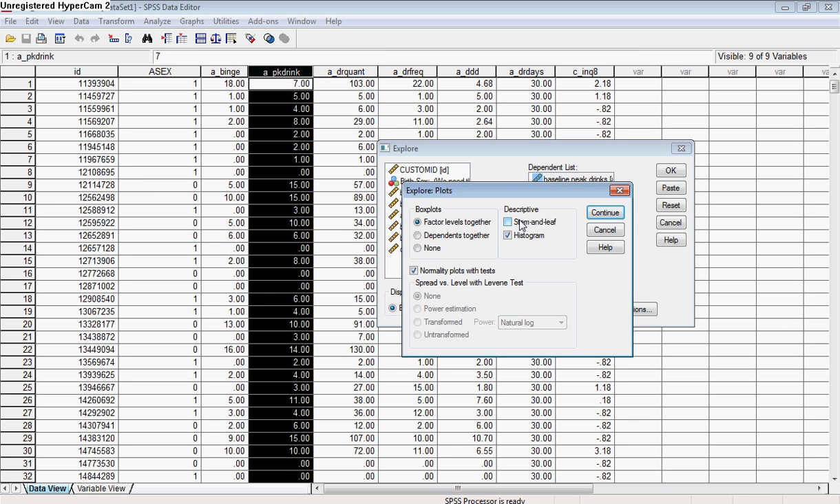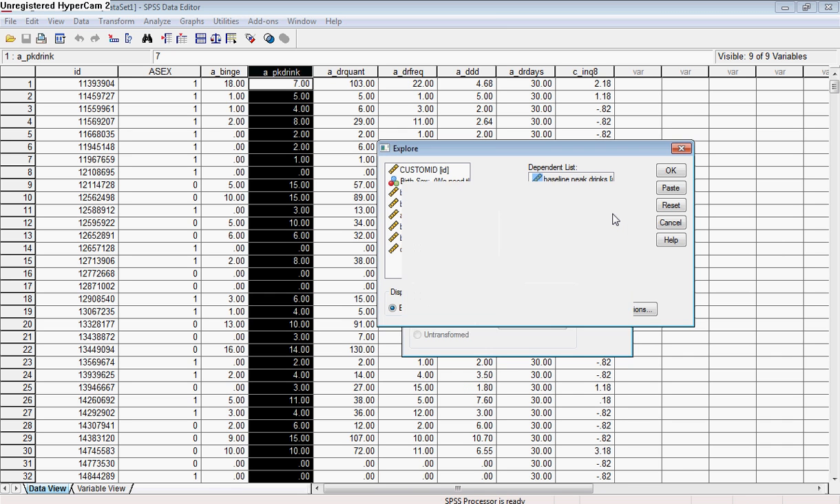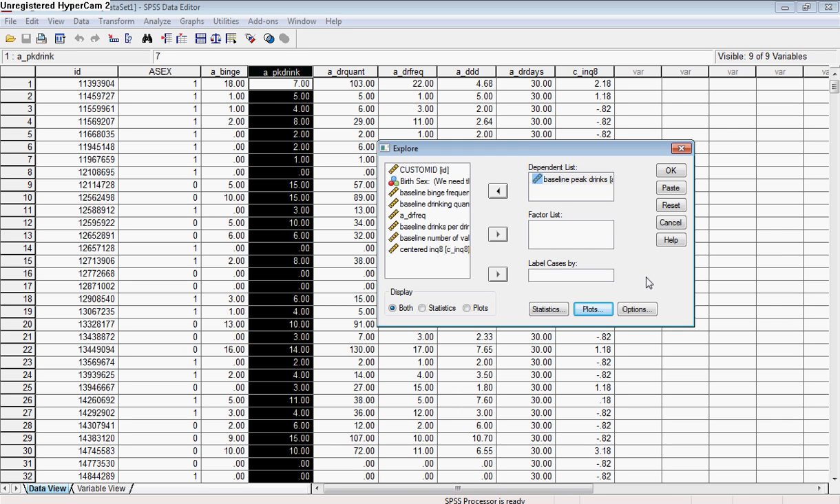So I'll hit Continue for now and go to Plots. The default in SPSS is actually the stem and leaf graph, but it's pretty old school from back in the days before graphing capabilities were really advanced. So I would recommend clicking on histogram and normality plots with tests. And then you can hit Continue. That way, with both of those, we have the best of both worlds. We have the statistical tests of normality and also the graphs.